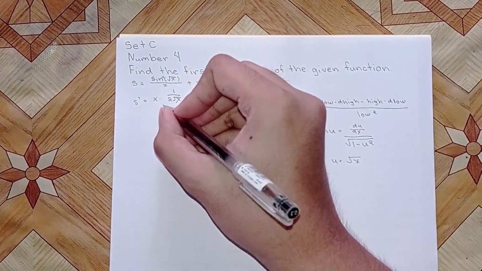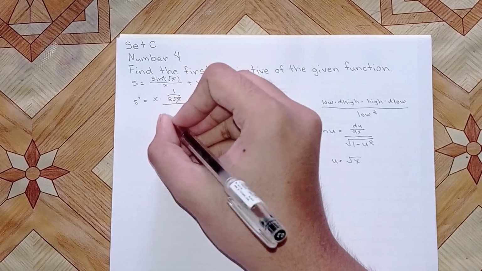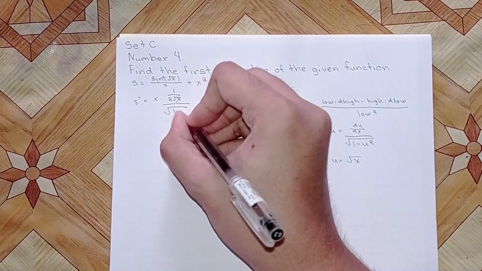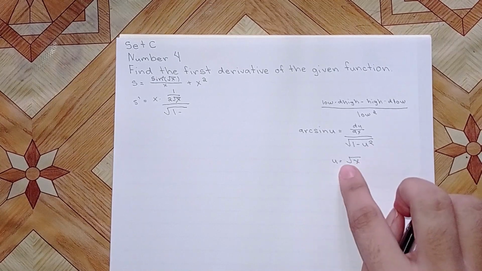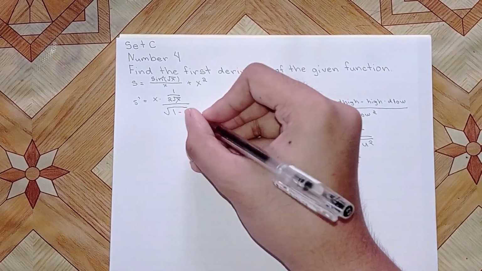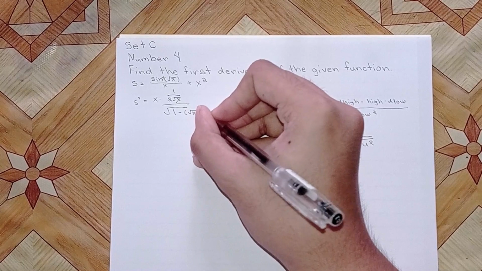all over square root of 1 minus u squared. Our u here is square root of x. So square root of x squared.